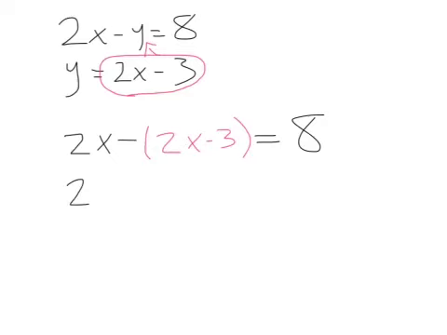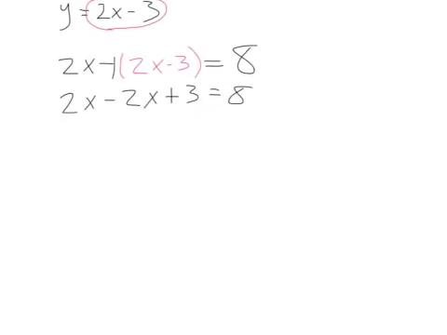Solving for that, we're going to get 2x minus 2x plus 3 equals 8. Don't forget, this negative here has to distribute, even though there's not a coefficient here. It's like there's a coefficient of 1 here, and this is going to distribute. So negative 1 times 2x is negative 2x, and negative 1 times negative 3 is positive 3. That's very important. Don't forget to do that. Then if we continue solving, we have 2x minus 2x. Those are going to cancel each other out, and we'll just be left with 3 equals 8.